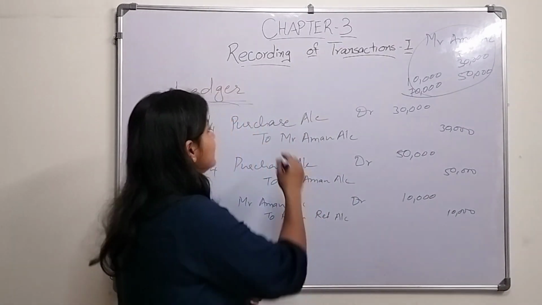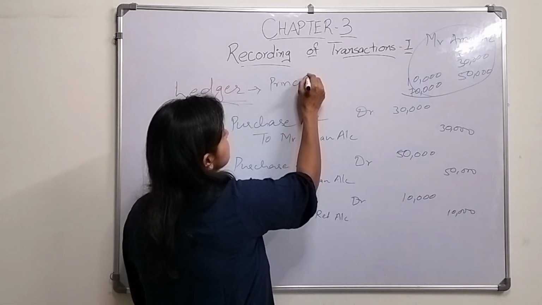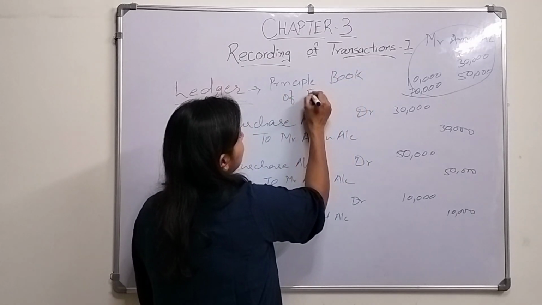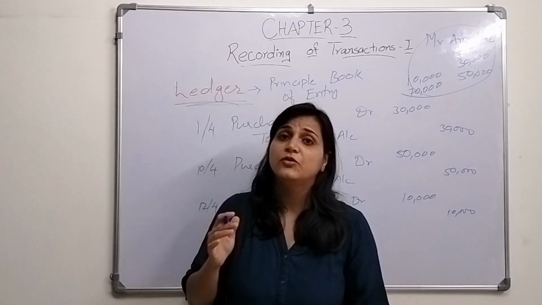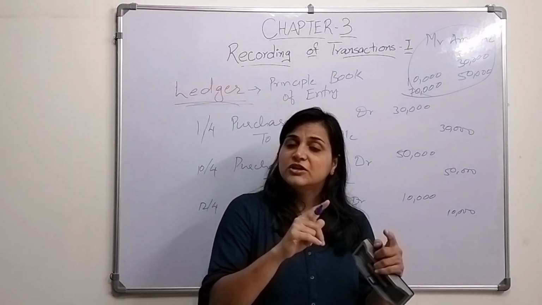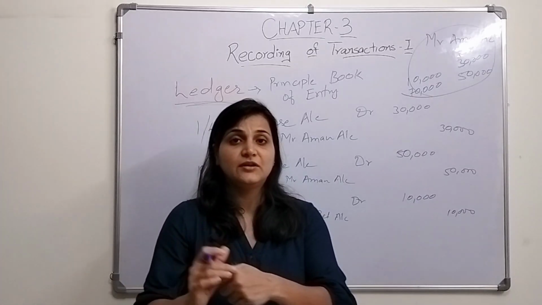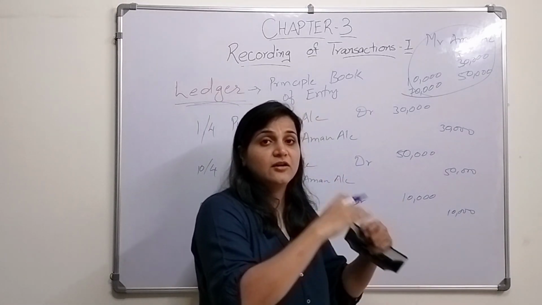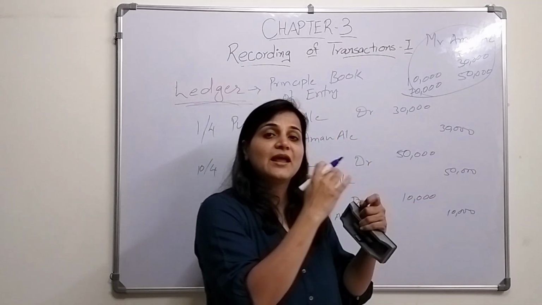What is this ledger? It is considered as the principal book of entry. Okay, journal is a book of original entry. This is the principal book of entry wherein we record each transaction that has occurred into that particular account. Okay, they have been classified.